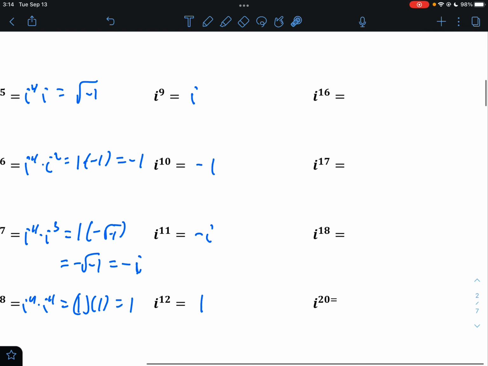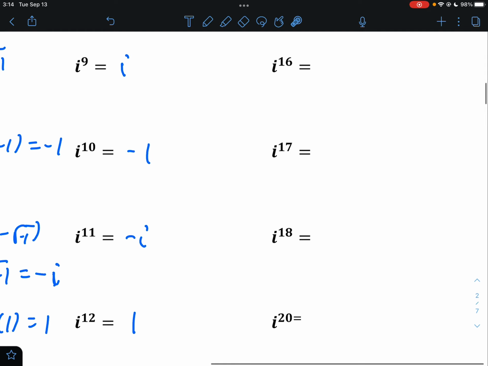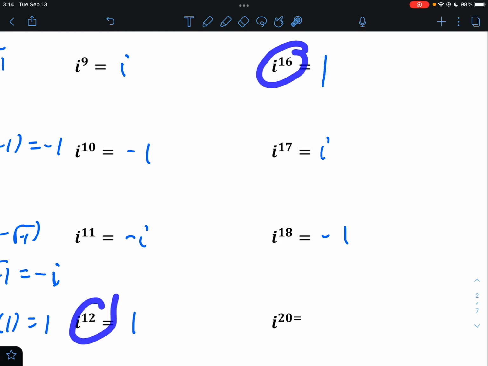So if we did i to the 16th, since that's 4 more than this, that would also be 1. i to the 17th is 1 more than that, so it would be i. i to the 18th is 1 more than that, so it would be negative 1. And i to the 20th is another multiple of 4 here, so that would be 1 again.